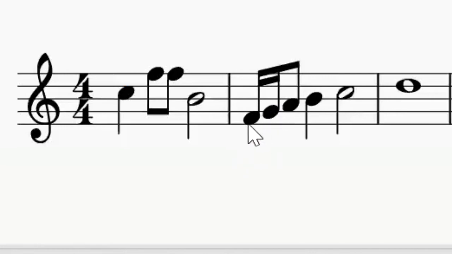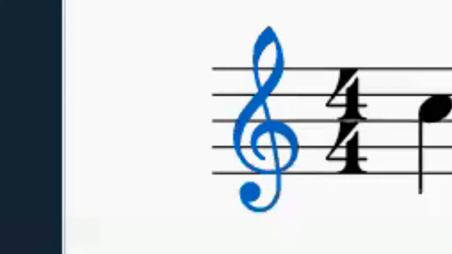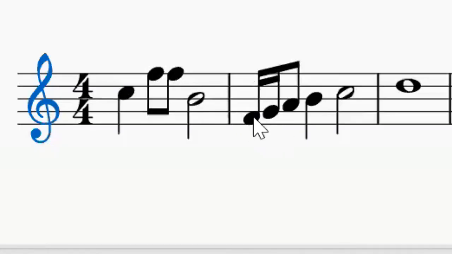Now let's work out its letter name, okay? So it's on this bottom space in the treble clef, okay? So it's got this bottom space of the treble clef. What is my saying for the spaces of my treble clef? It's face, F-A-C-E. That bottom one there, F. Very nice.